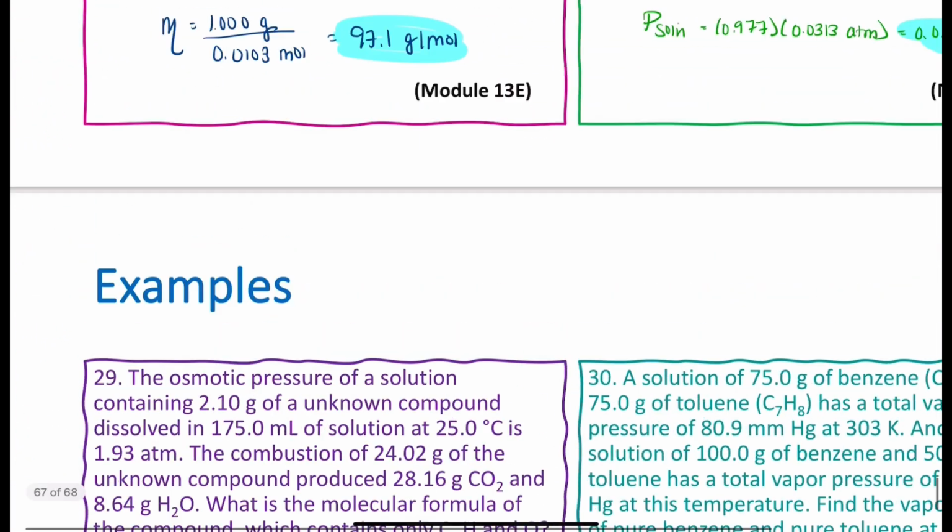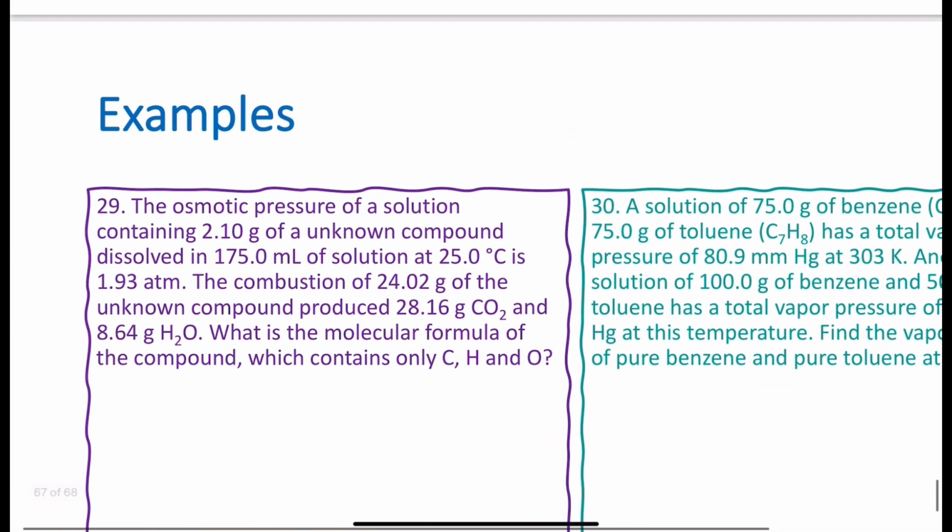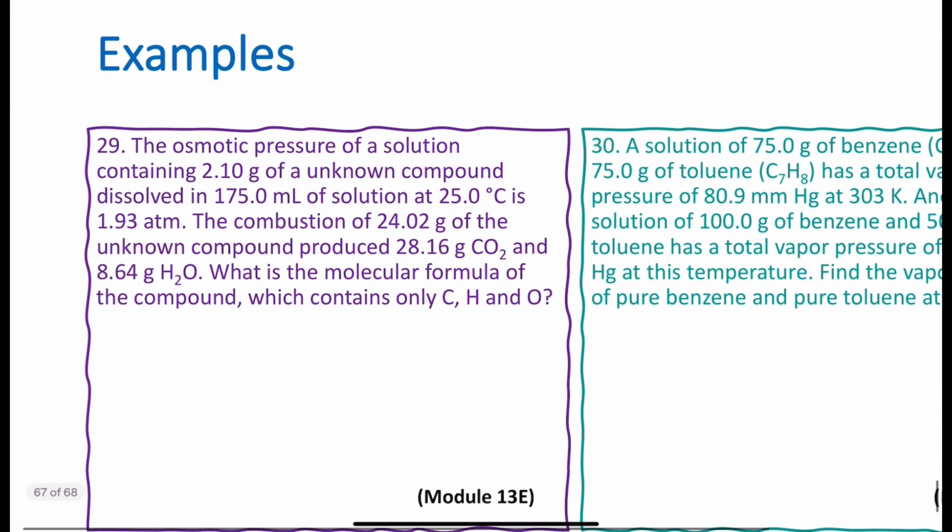Okay. 29. The osmotic pressure of a solution containing 2.10 grams of an unknown compound dissolved in 175 mL of solution at 25 degrees C is 1.93 atmospheres. The combustion of 24.02 grams of the unknown compound produced 28.16 grams of CO2 and 8.64 grams of water. What is the molecular formula of the compound, which contains only carbon, hydrogen, and oxygen?